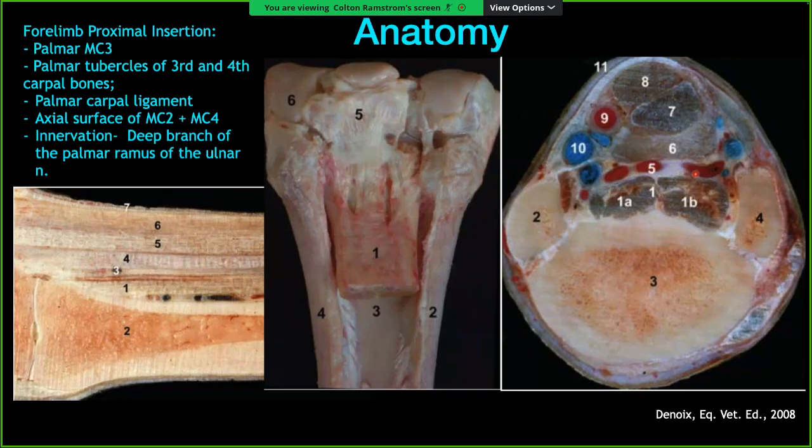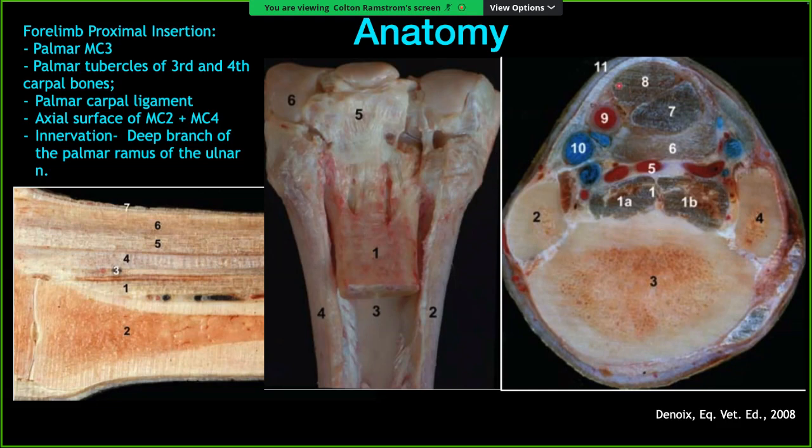And this vascular structure here is an important landmark when we start talking about doing our ultrasound of that suspensory ligament, because that's when we can really assess both the medial and lateral lobes well on ultrasound. Innervation of this structure is from the deep branch of the palmar ramus of the ulnar nerve. So that's important when we're doing diagnostic anesthesia.